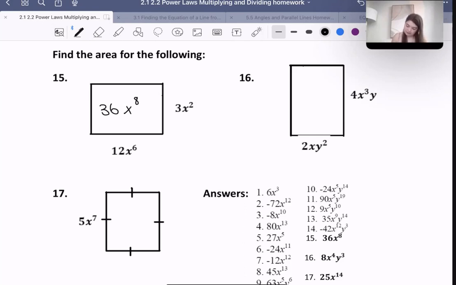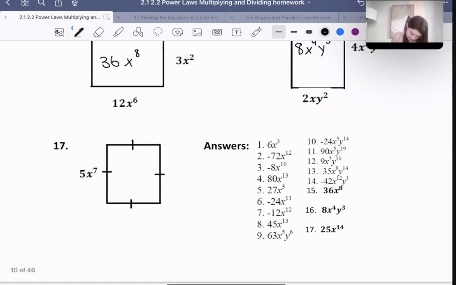Then for 16, 2 times 4 is 8. x times x cubed is x to the power of 4. And y squared times y is y cubed. And then here we have all the sides are the same, and one side is 5x to the power of 7. So we're going to do 5x to the power of 7 times 5x to the power of 7, which is 25x to the power of 14. And there we go.